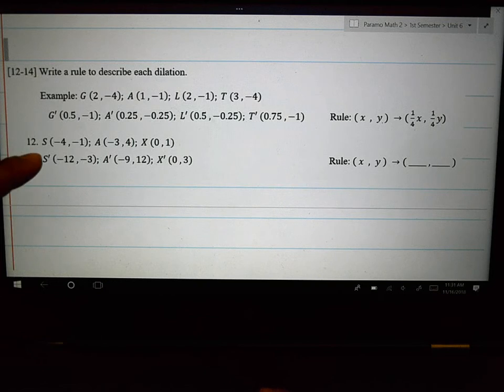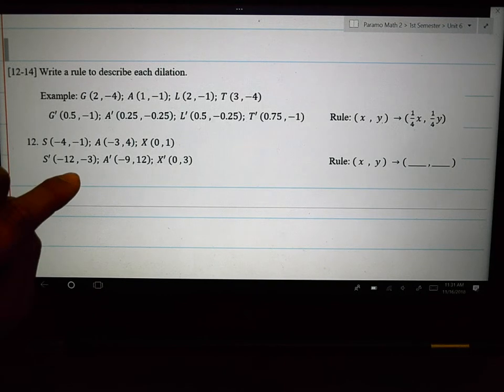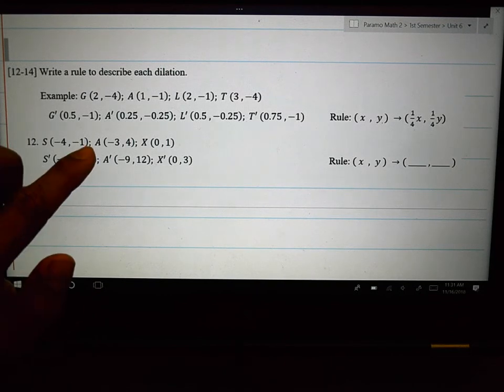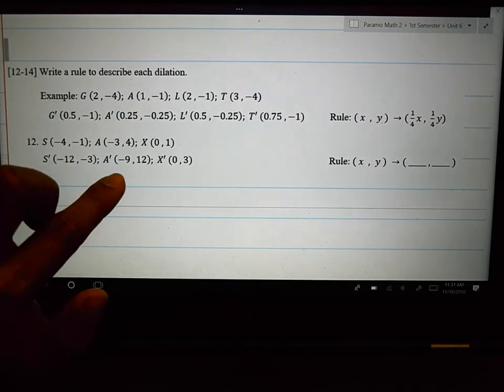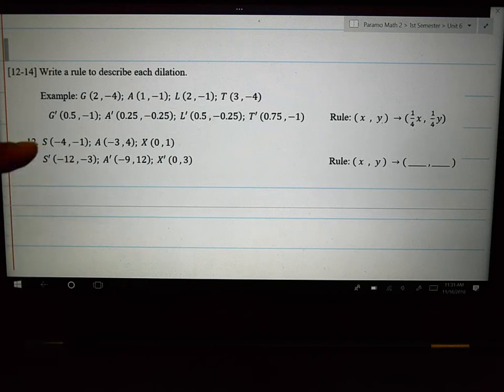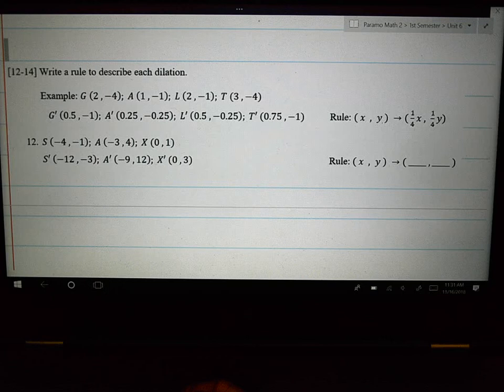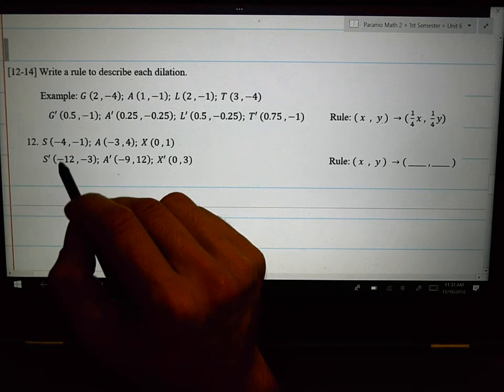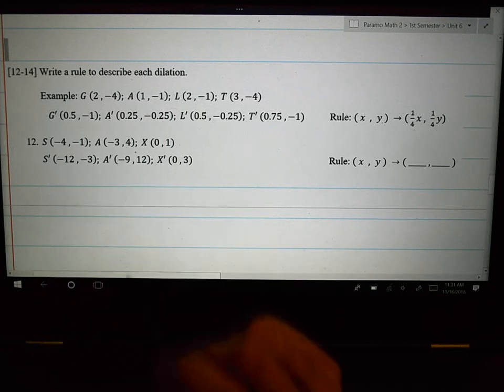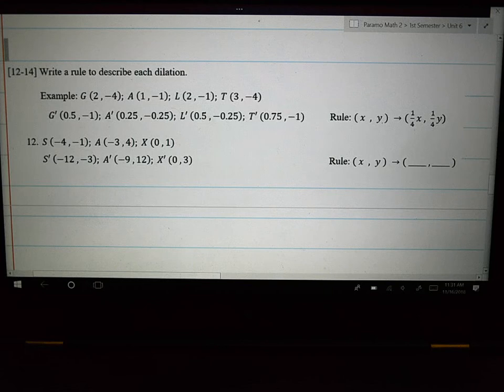It says S is at -4, -1. S prime's at -12, -3. A is at -3, 4. A prime is at -9, 3. Can you see a pattern of what they did to your x's and what they did to your y's? What'd they do? How'd they get these numbers? What are they doing to your x's? What are they doing to your y's?